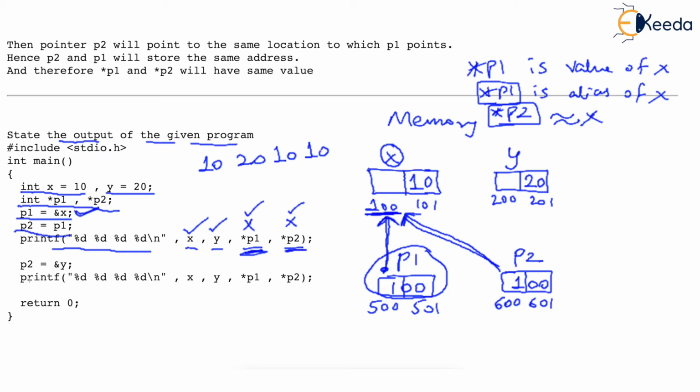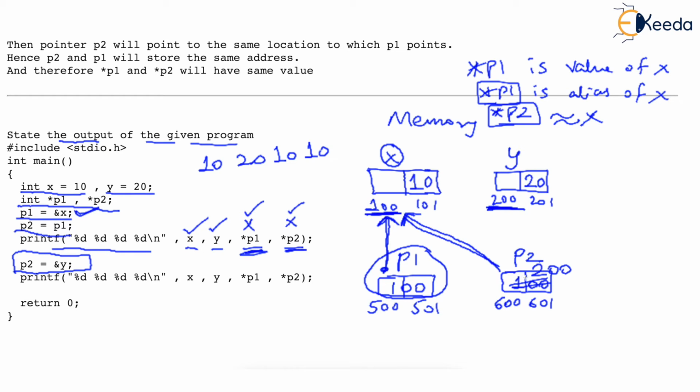Now have a look at next line. P2 is equal to &y. How do you read that? P2 stores address of y, isn't it? Yes, P2 stores address of y. So P2 now should store a new value. P2 should store address of y. Address of y is 200. So P2 will be no more 100, but it will store 200.